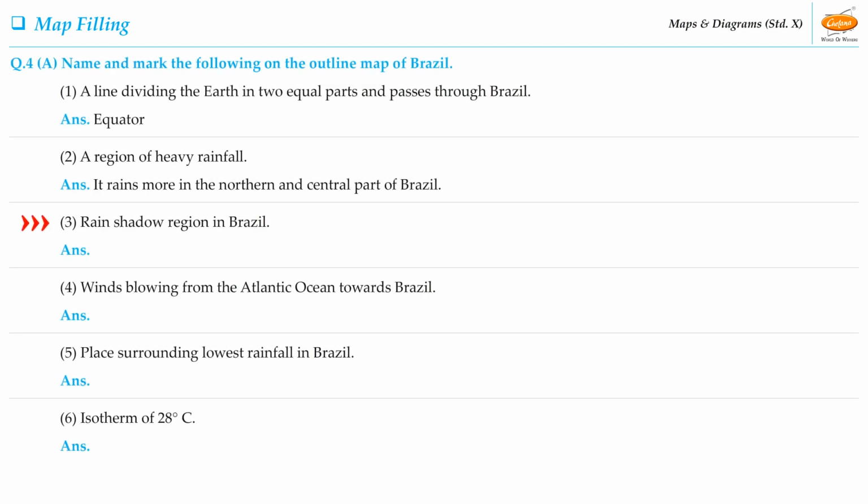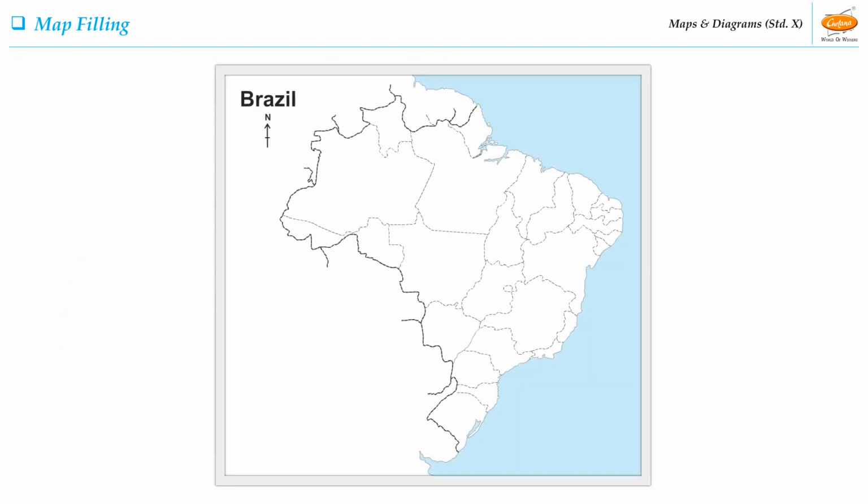Let us now move on to the third question of this activity. Name the rain shadow region in Brazil. Students, the rain shadow region in Brazil is the drought quadrilateral.